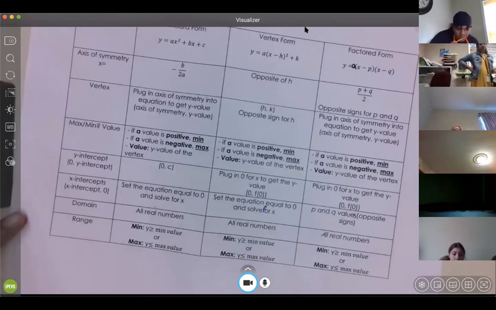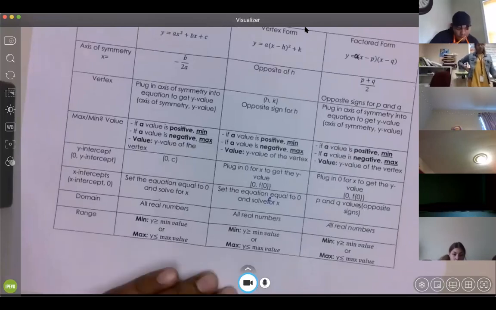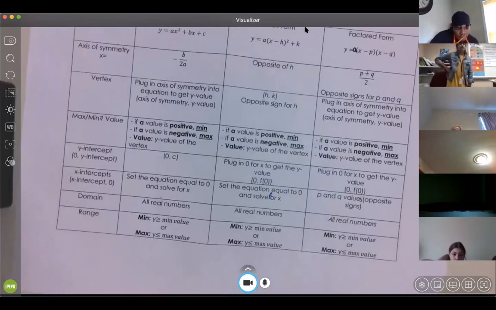X-intercepts, domain, and range. Like I said yesterday, for virtual learning, we're not really going to go into that, so you really won't be responsible for finding information, but it's helpful to know. The x-intercept is where your graph crosses the axis, and to find that, you're going to set the equation equal to 0 and solve for x.